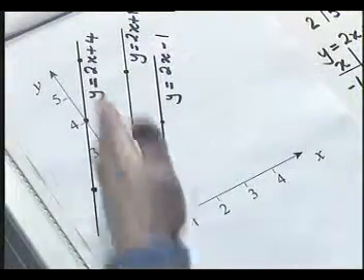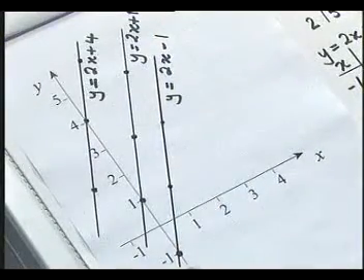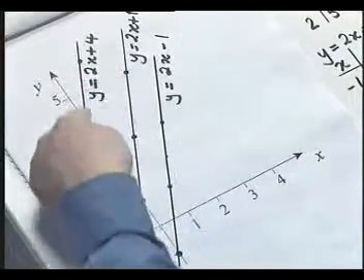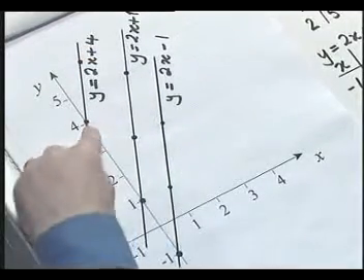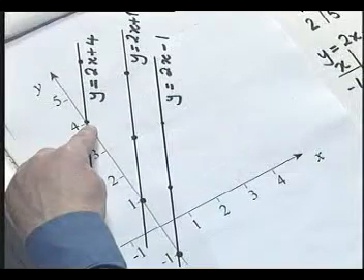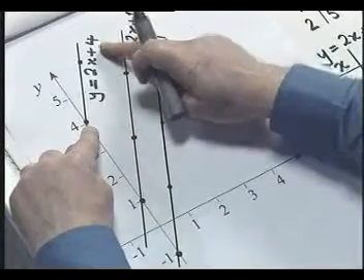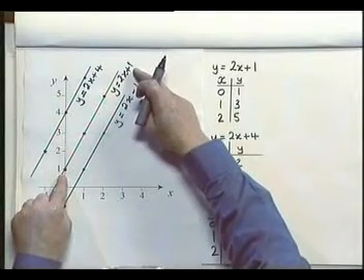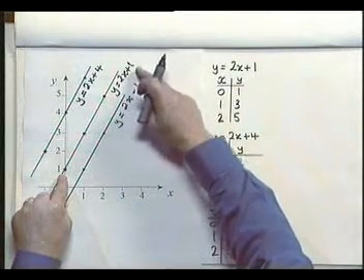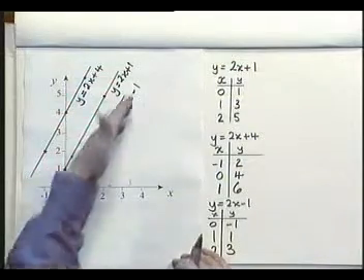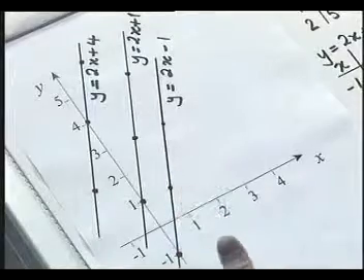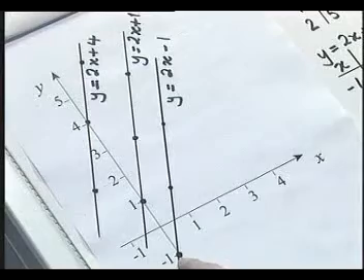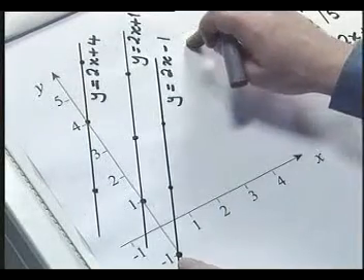So what's different about the lines? Well, what is different is that they're all cutting the y-axis at a different point. This line is cutting the y-axis at the point where y is 4. Note that the number 4 appears in the equation. This line cuts the y-axis when y is 1. And again, 1 appears in the equation. And again, this line cuts the y-axis at minus 1, and minus 1 appears in the equation.